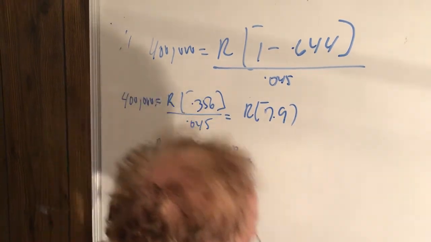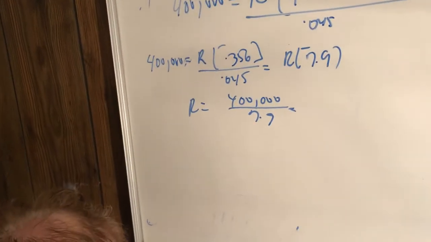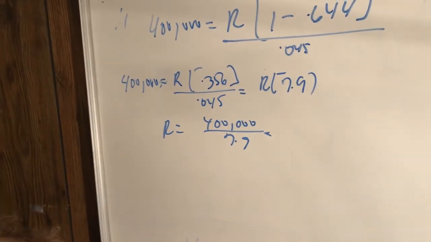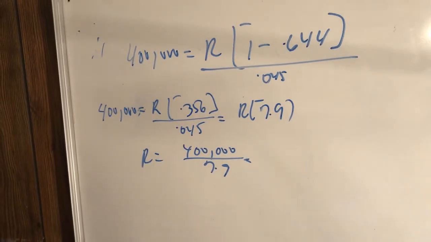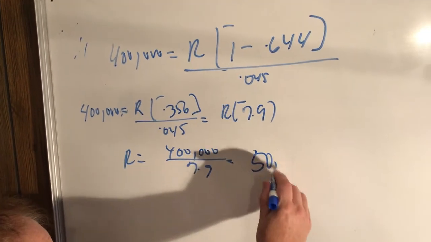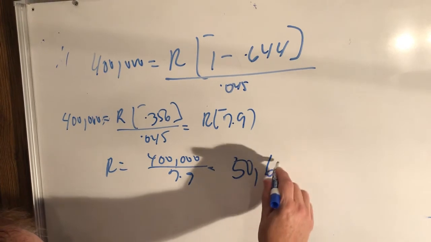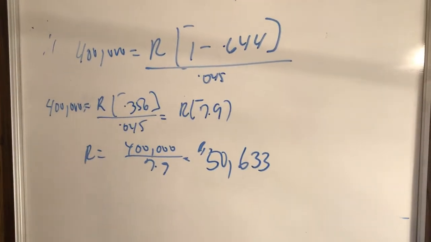Seems like a lot. It does. What was the interest rate? 9%? Yeah. I know, that's why. It's like the 1980s. Yes. So R is 50,633. That's what they would have had to pay off each period.